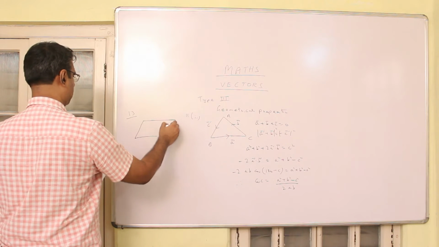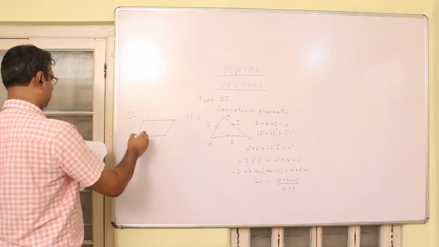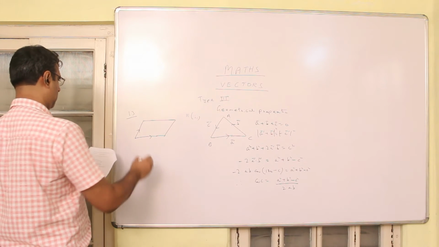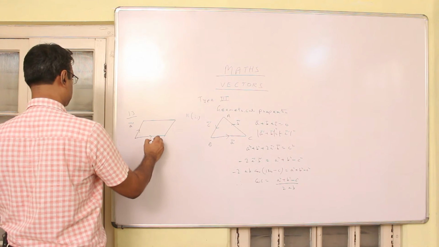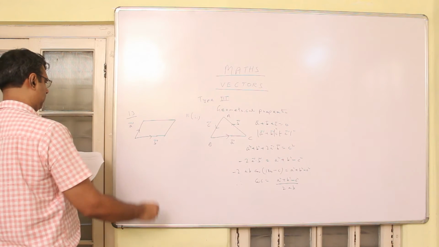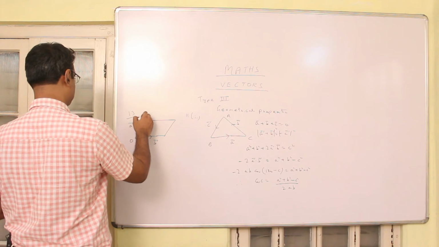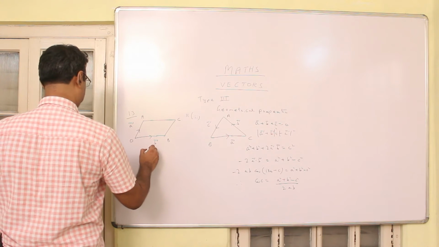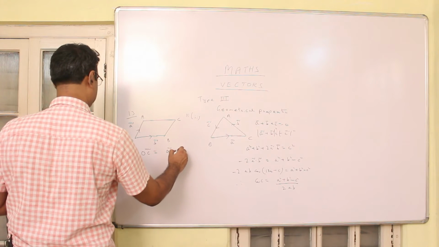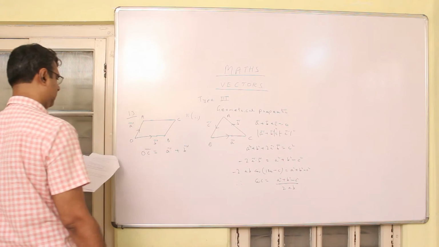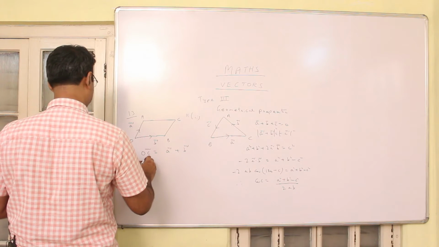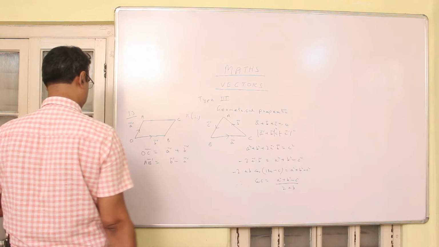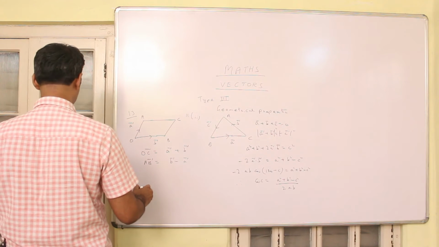Like, have a look at question number 13. It says that prove that if the diagonals of a parallelogram are equal in length, then it is a rectangle. So suppose the adjoining sides of the parallelogram are A and B. So this is O, this is A, this is B, this is C. In this parallelogram, the diagonal OC, you can see by very simple triangle law, is equal to vector A plus vector B, and the diagonal AB will be equal to vector B minus vector A.